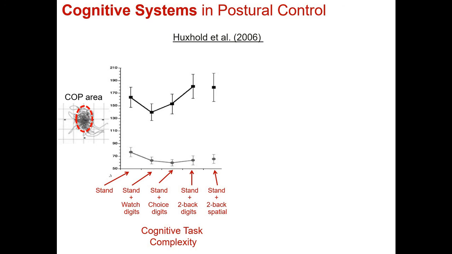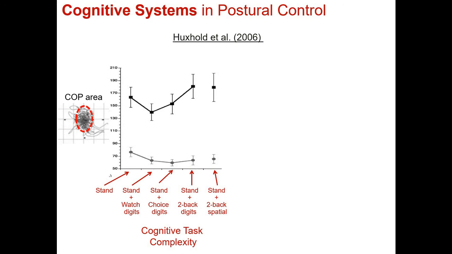On the y-axis of this plot, we have a measure of the magnitude of displacements of the centre of pressure. This measure captures the centre of pressure displacements both in the anterior-posterior direction and in the medial-lateral direction at the same time. Larger values of centre of pressure area, which is this measure, are related to less stable posture. On the x-axis, we have the different conditions that vary in their cognitive task demands.